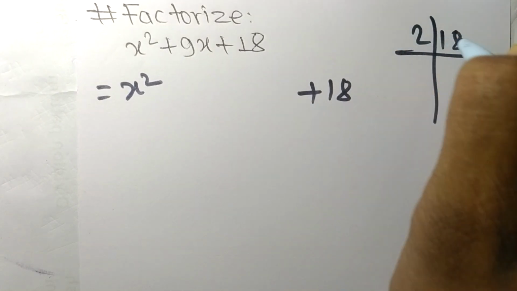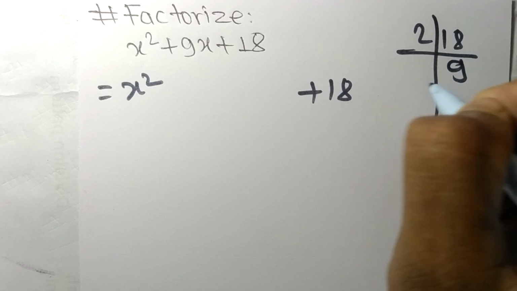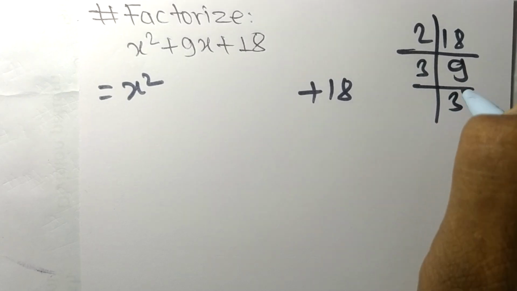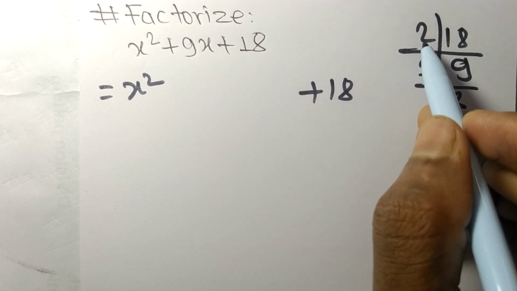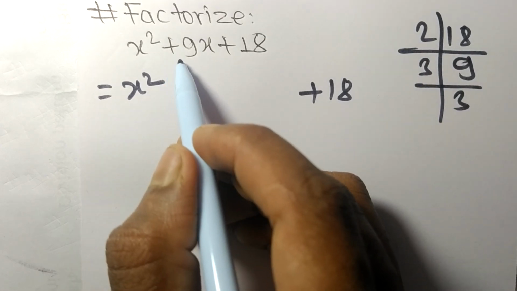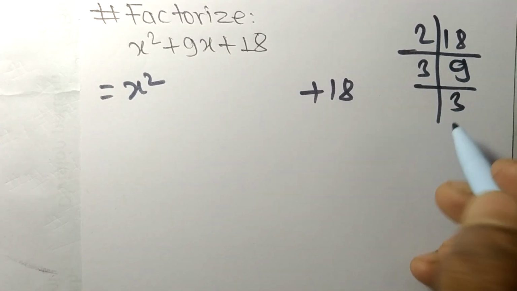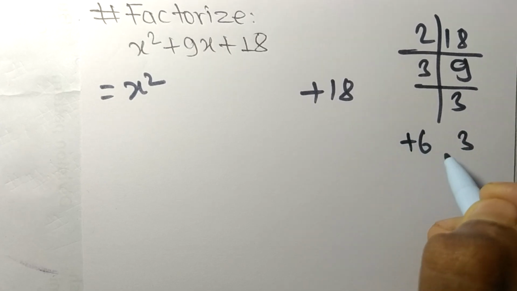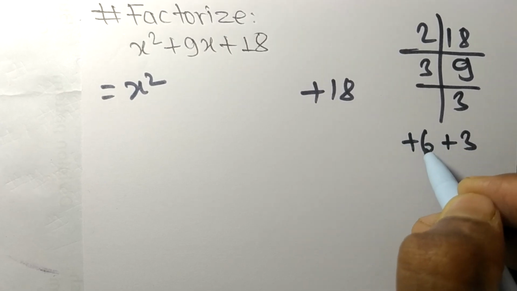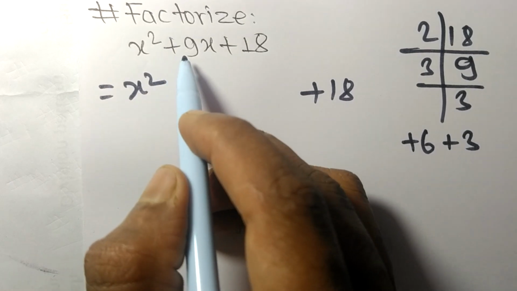So it is 2 times 9 means 18 and 3 times 3 means 9. So by multiplying within these numbers we need here plus 9. So 2 times 3 means 6 and this 3. So plus 6 and plus 3, it means it is plus 9.